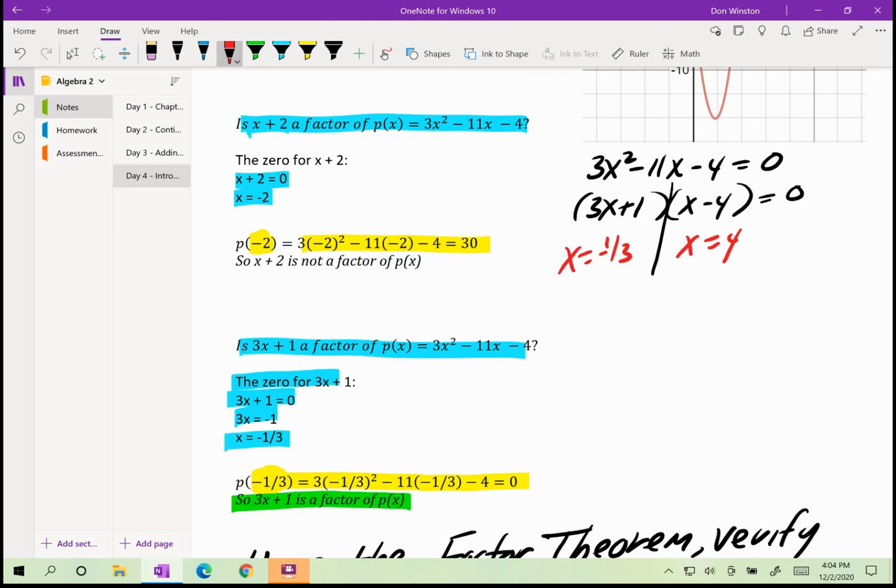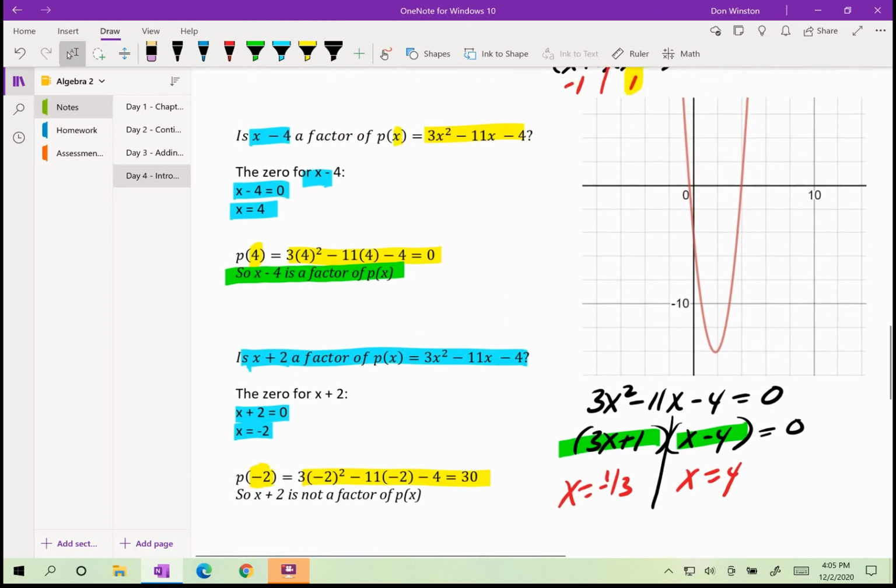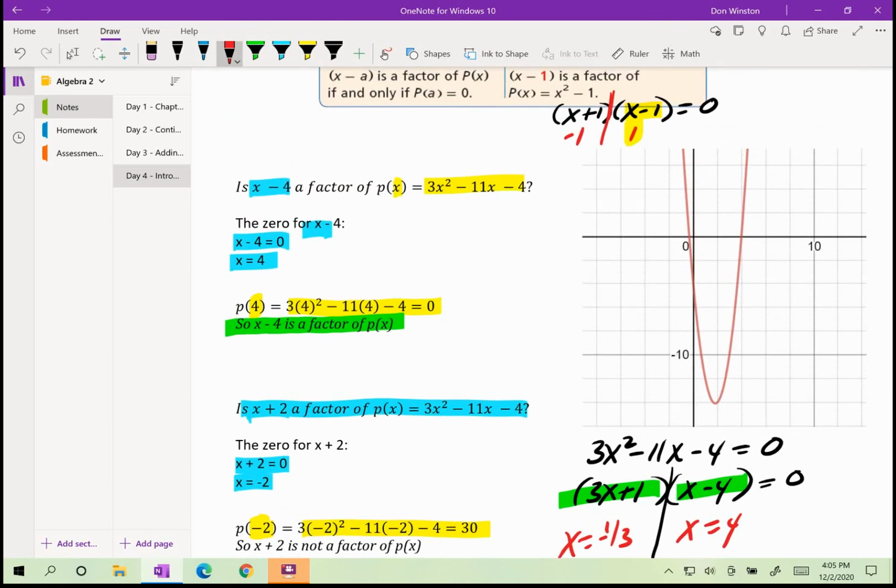So we found that 3x plus 1 was a factor of that polynomial, and we found that x minus 4 was a factor of that polynomial. So all the theorem really says is this here, okay? If we take a factor and then we evaluate a 0 and plug it into the polynomial, we should get 0. In other words, we have found the x-intercepts. We have found the zeros. So this was my polynomial then, p of x, equal to 3x squared minus 11x minus 4.